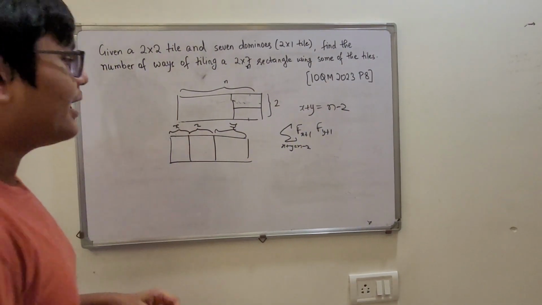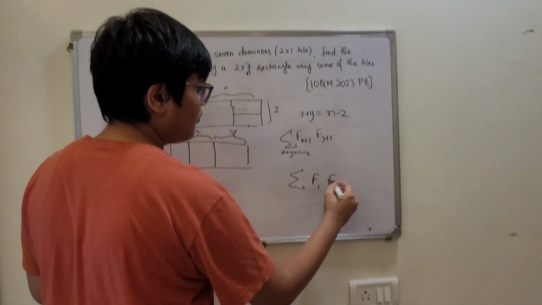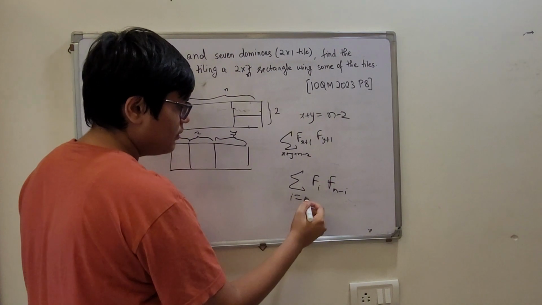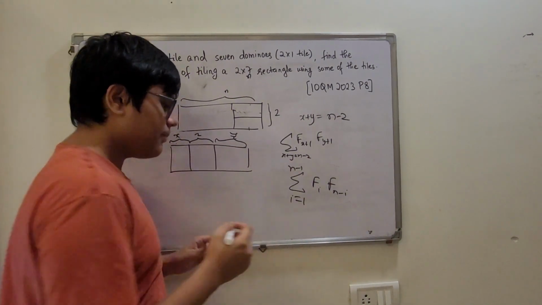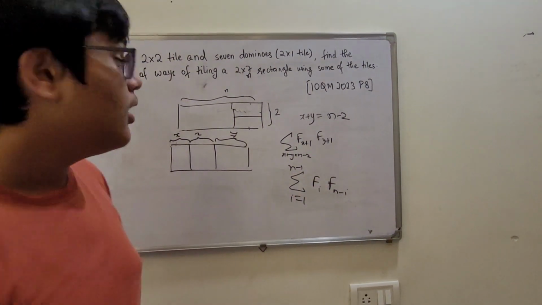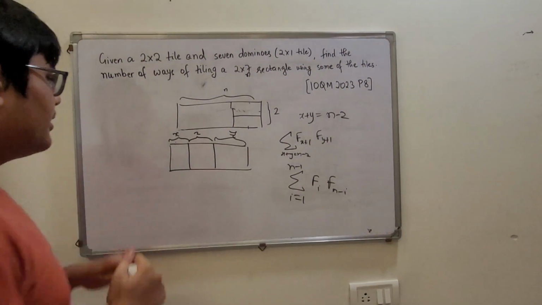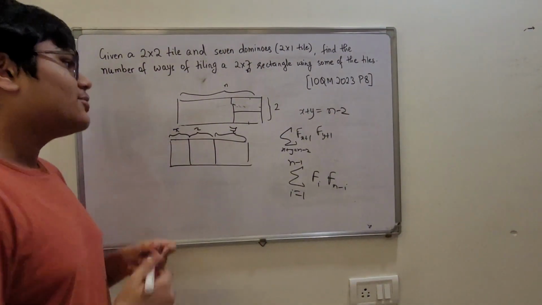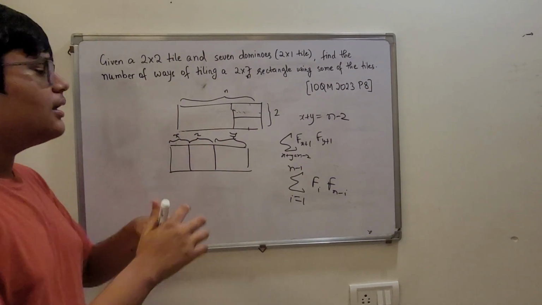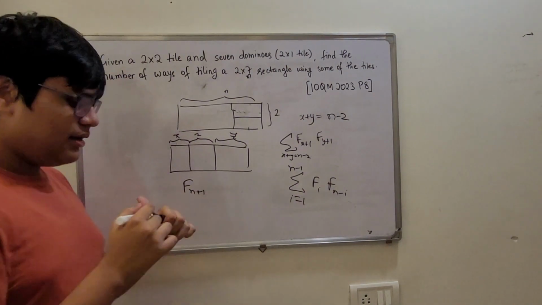You can also write this as the summation of f of i times f of n minus i, where i ranges from 1 to n minus 1, right? Because you can just replace x plus 1 with i, and that's the thing. Now the important part is that there's also an arrangement where you don't use the 2x2 tile, so that will have only n dominoes placed, and that can be done in f of n plus 1 ways, right?